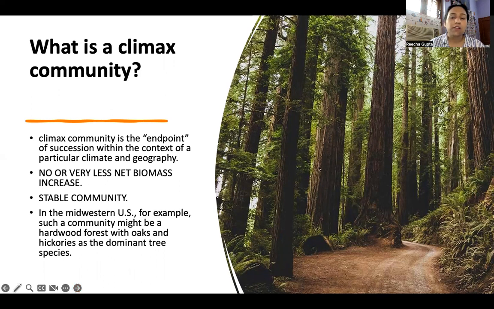These are the forest, you can see here, this is the end point of the succession, these are the climax community.